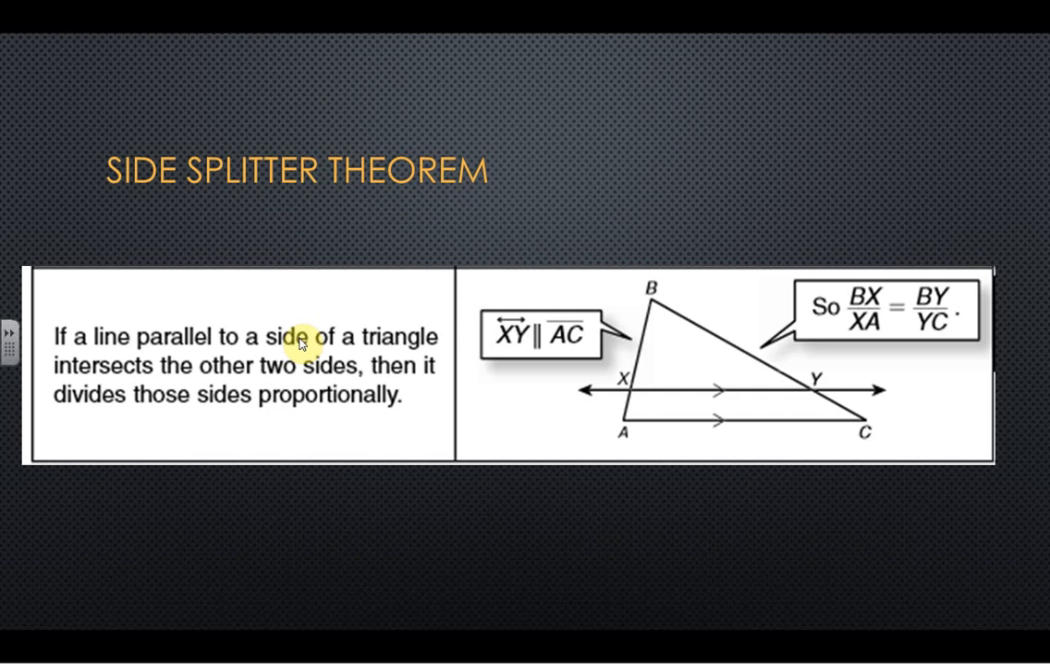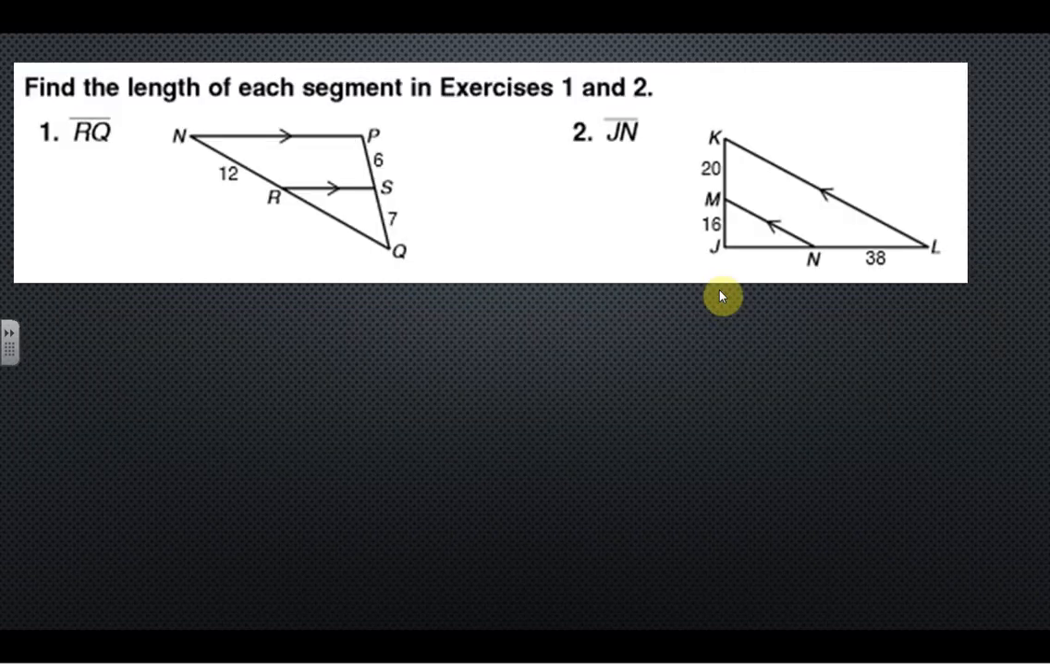Basically, it says if a line is parallel to a side of a triangle, or just parallel lines in general, it intersects the other two sides and cuts them proportionally. So what that means is BX is going to go to XA as BY goes to YC. So let's go over that. Find the length of each segment.